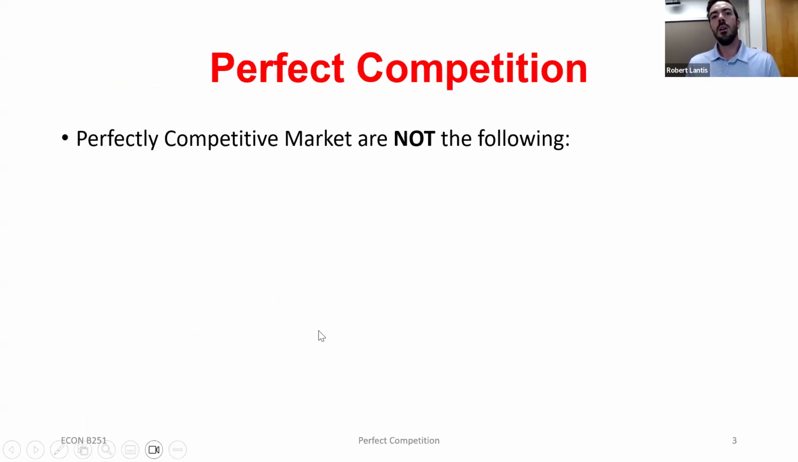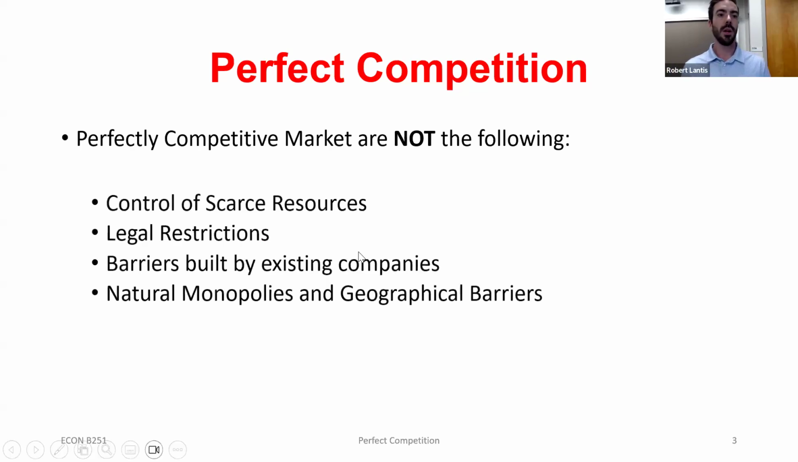Okay. So perfectly competitive markets would not be the following, right? So we need free entry and exit. There can't be any legal restrictions to getting into that market. You can't have any one company controlling all of a scarce resource. This would be like if someone owned all of the oil reserves in the U.S., just one company. We can't have control of a scarce resource like that.